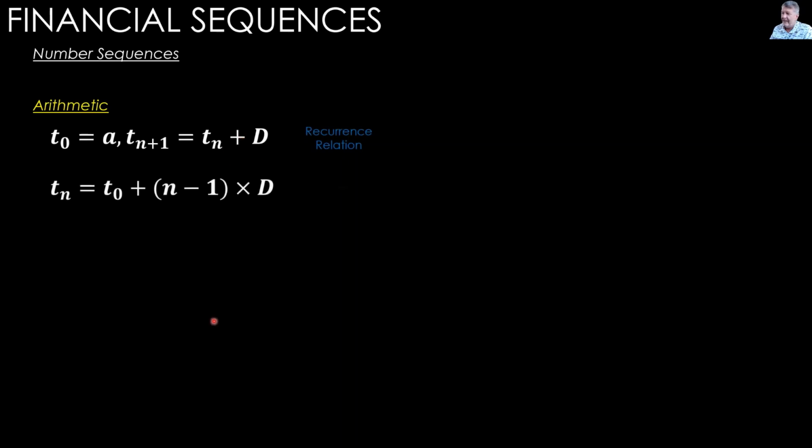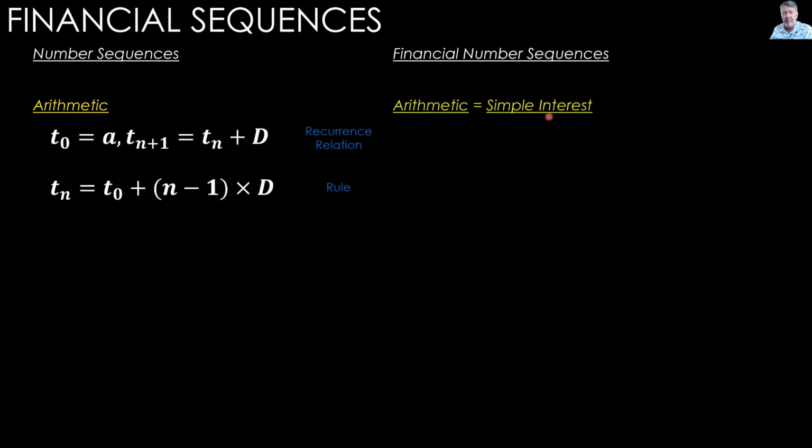We have an arithmetic rule. But for financial number sequences, we have arithmetic, which is simple interest. Remember that, simple interest. It's a set amount each time, and arithmetic goes up by a set amount each time, doesn't it? Does that look any different?